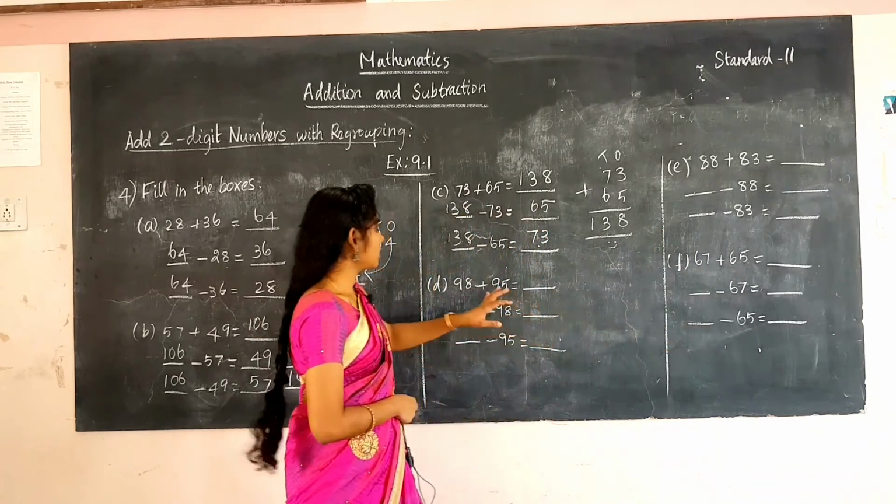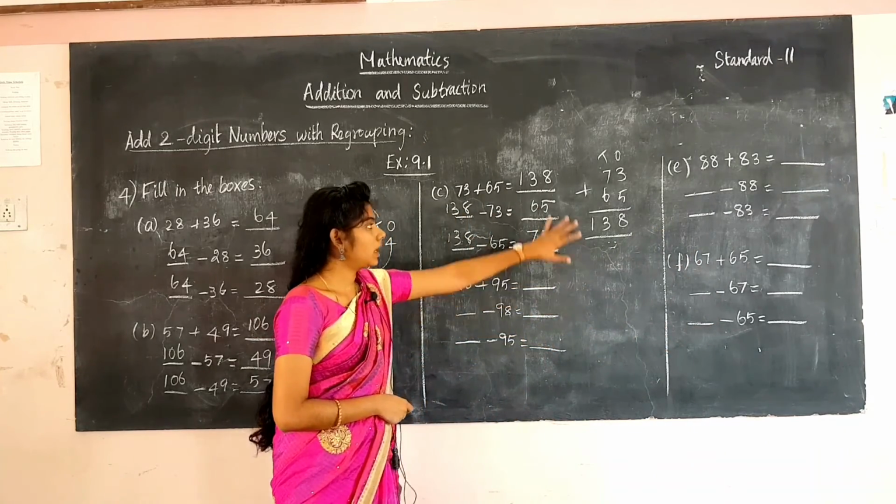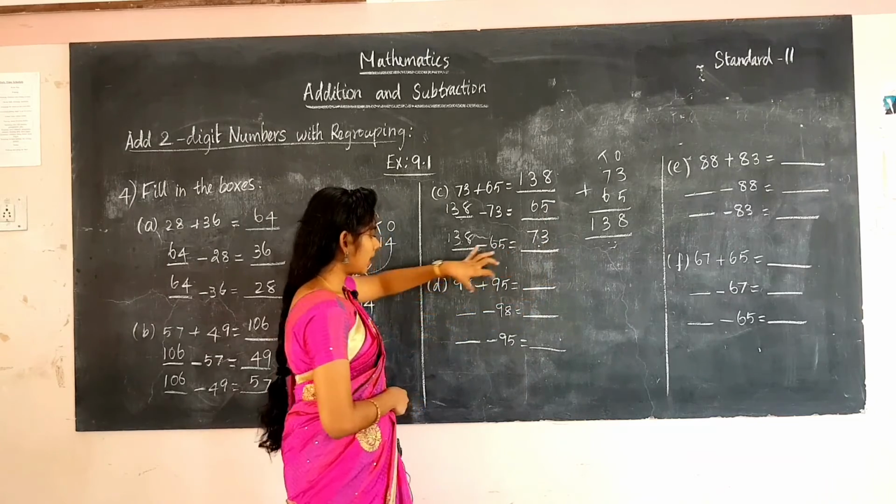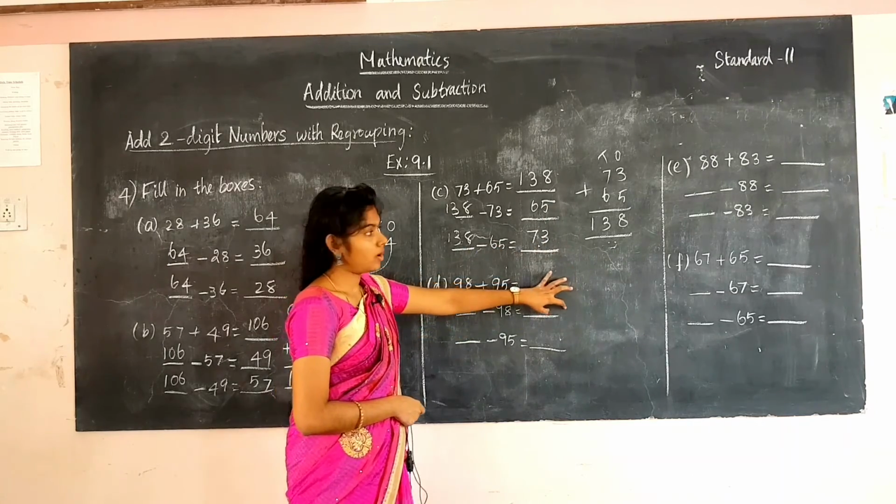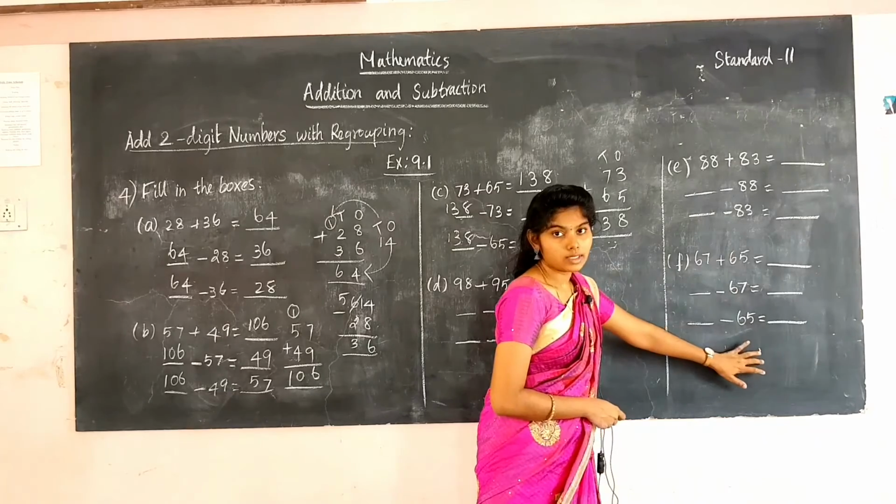The remaining ones are the same procedure only. You are going to do that as your homework. First add the numbers like this, then write the rest of the answers and fill in the boxes given here.